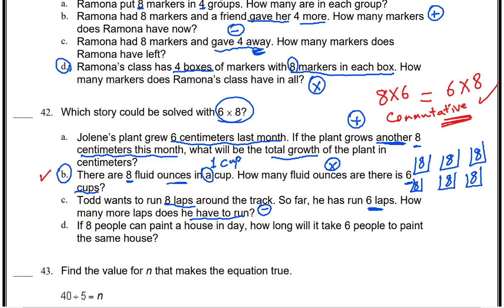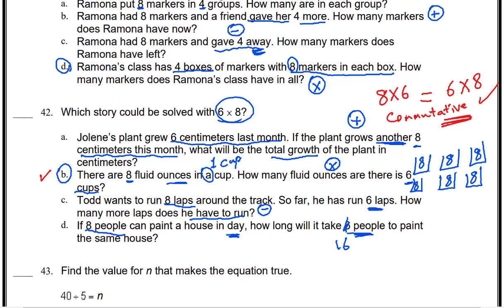If 8 people can paint a house in a day, how long will it take 6 people to paint the same house? This is time. Okay, 8 people can do it in a day. So if 6 people are working now. Okay, I will tell you the same as I did in question number 40. If I ask you, this 6 is not 6 now, it's 16.